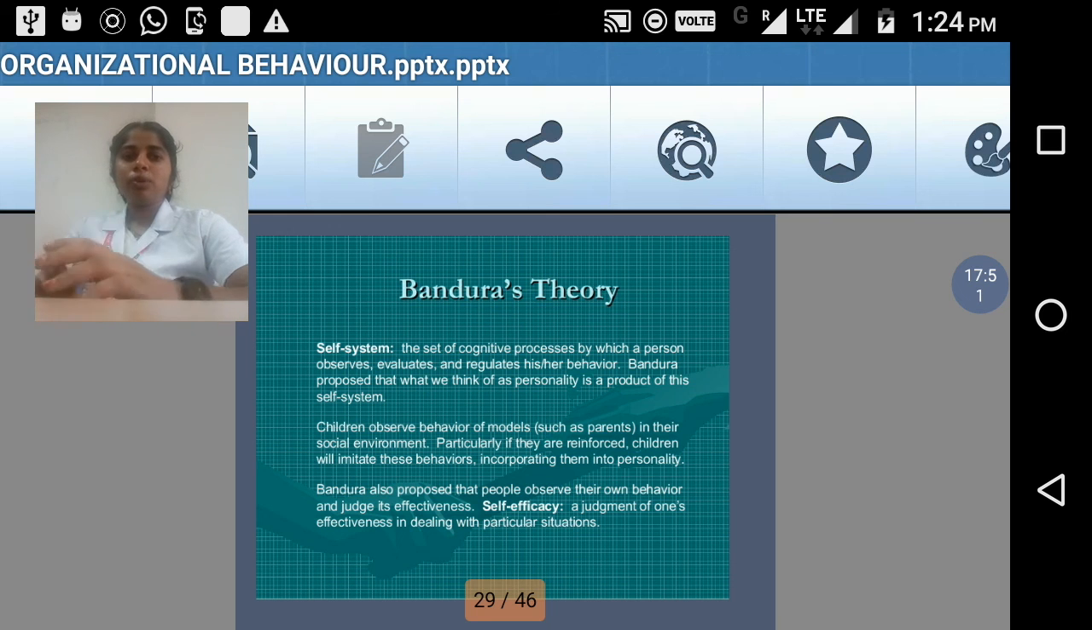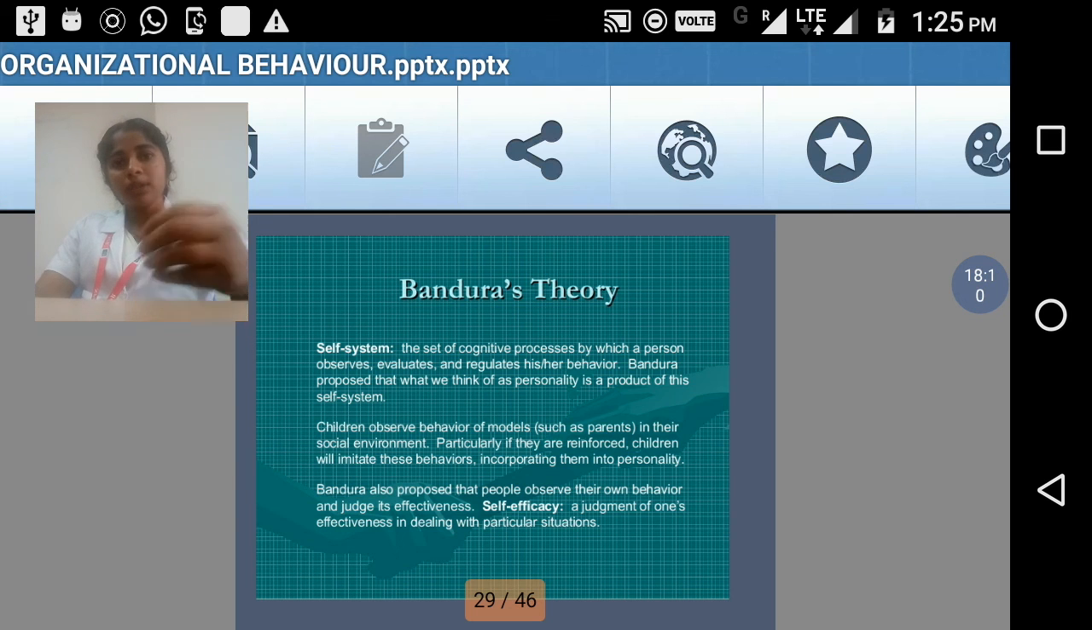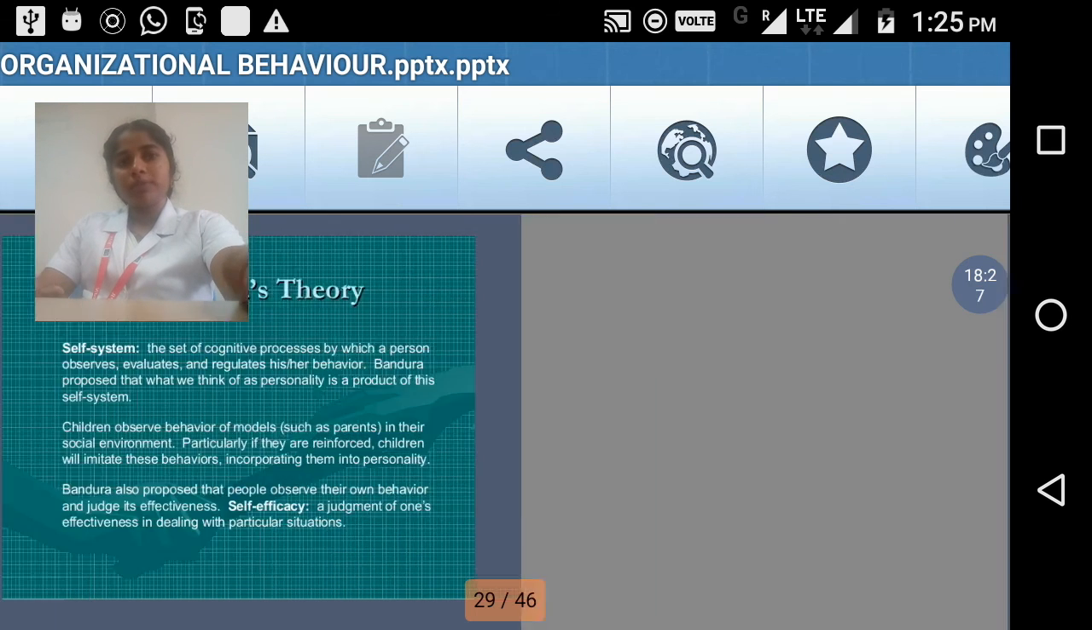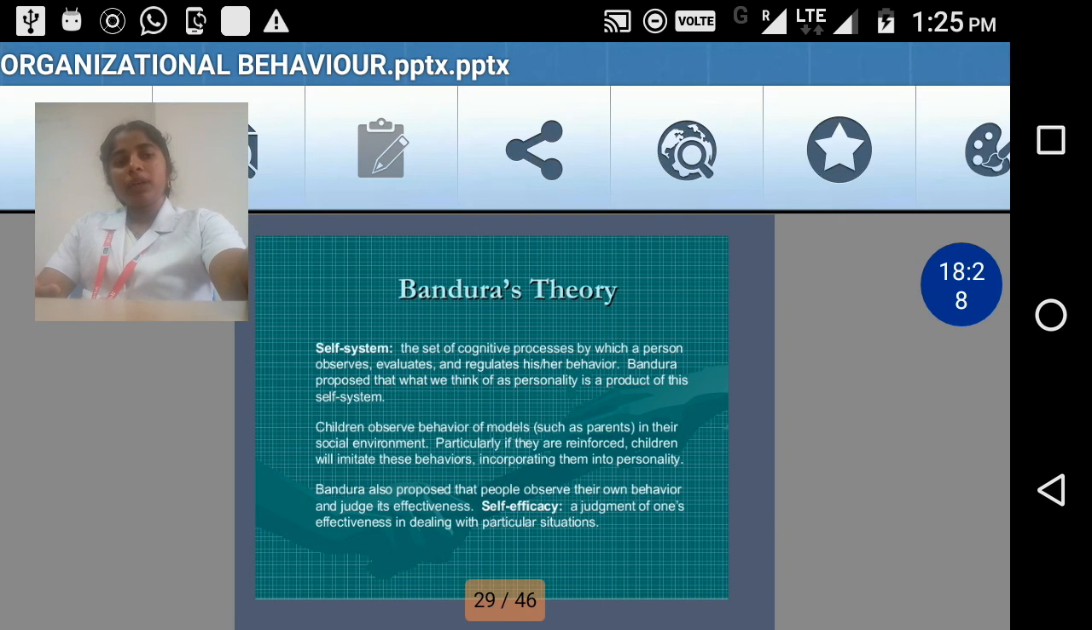The next one is Bandura's theory, the self system. If we are to control others, we need to control ourselves, and how a person observes, evaluates, and regulates a particular thing. If we have ambitions or visions, we need to define them. Then we observe whether it is happening or not, whether it is right or wrong. Then we evaluate and appraise it. Then we regulate, and afterwards we are able to complete it. That is Bandura's self system theory.